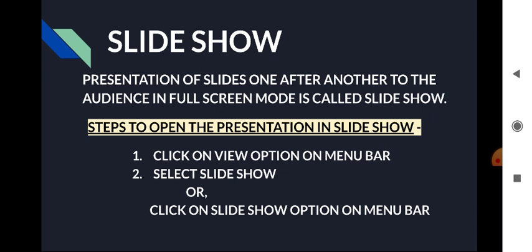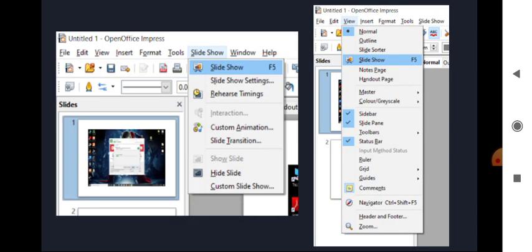Or there is another way, just click on the slideshow option on the menu bar. You will find your presentation starts presenting. Let's look at this image. Image 1 is showing the slideshow menu. Click on slideshow, you will find the slideshow option there, and the shortcut key to present your presentation in slideshow is F5. The second image is showing, just go to the view option in the menu bar and then a drop down will appear and you will find the slideshow option there. Just click on that to present your slide.